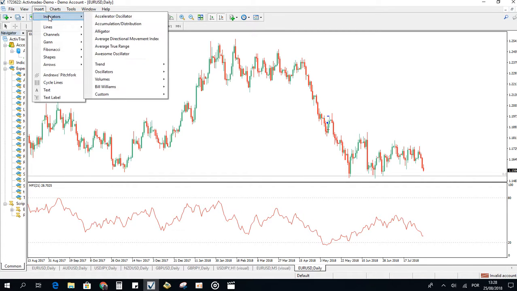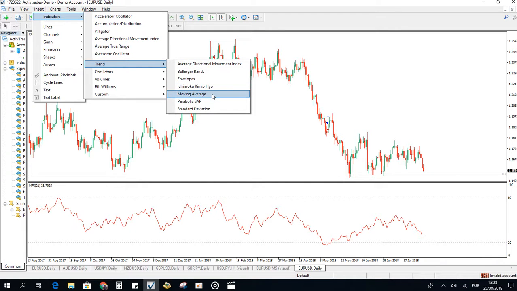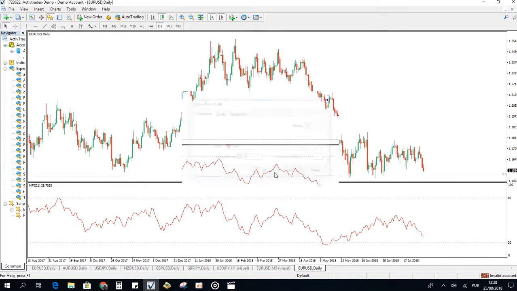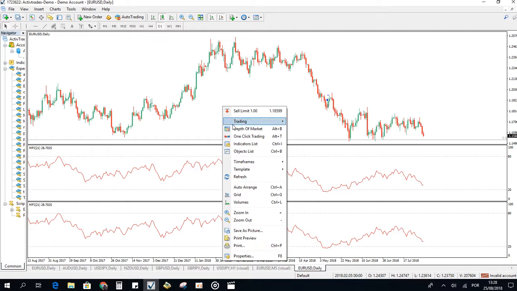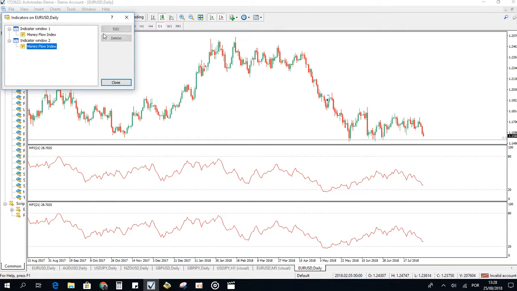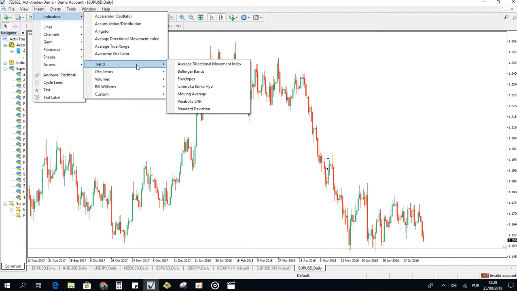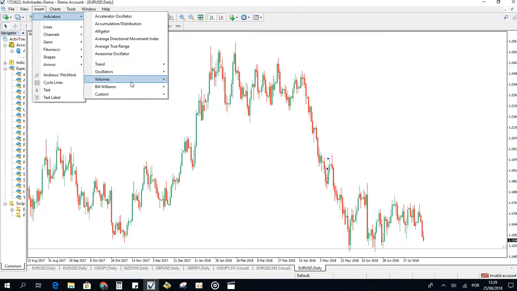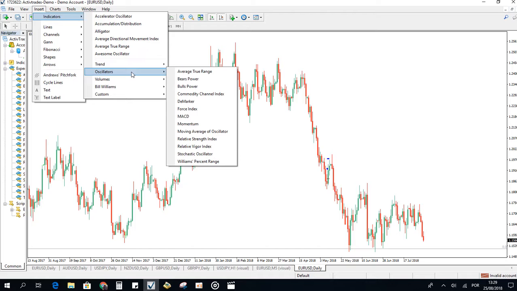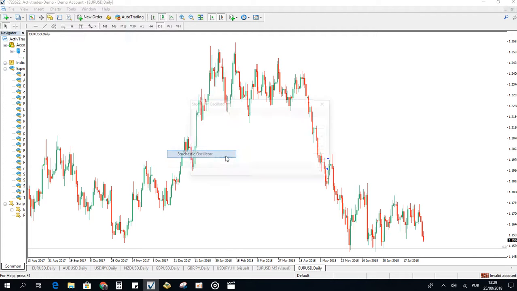The one that I want to show you is this one, trend. It's not right. Anyway, you can use some others, like stochastic. What is it? Stochastic oscillator.